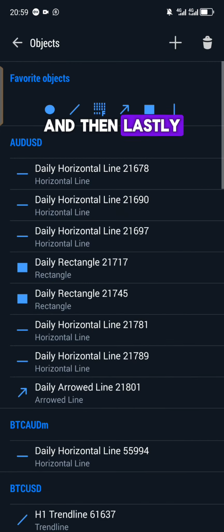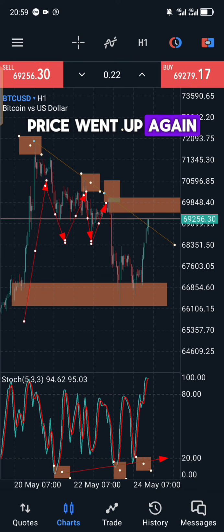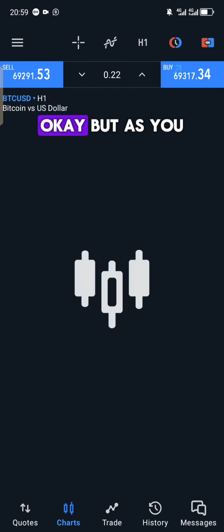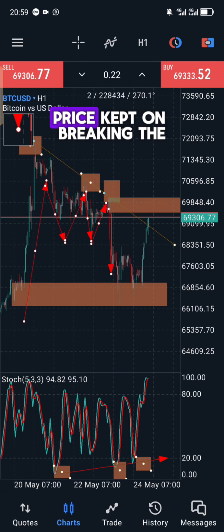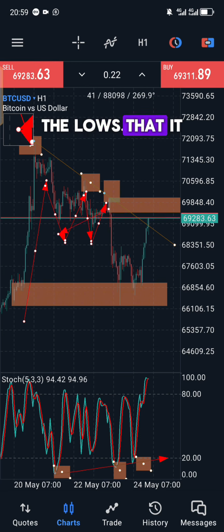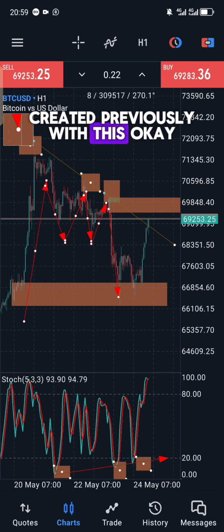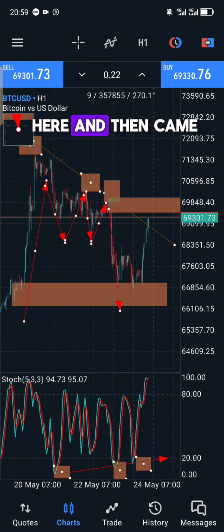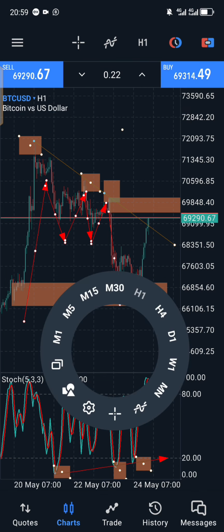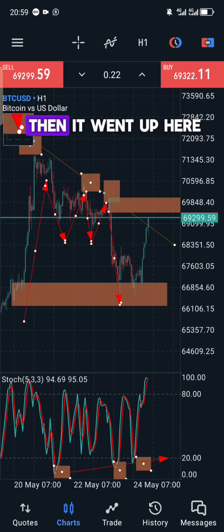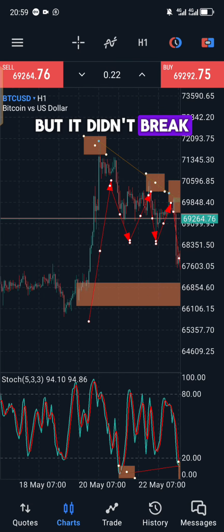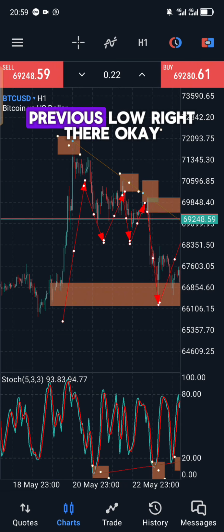And then lastly price went up again. But as you can see, price kept on breaking the lows that it created previously. So it broke structure here and then came all the way down here, but did not, and then it went up here, but it didn't break this low here. It didn't break the previous low right there.